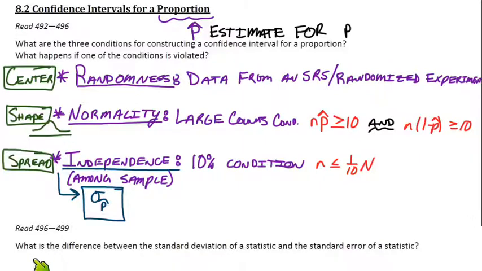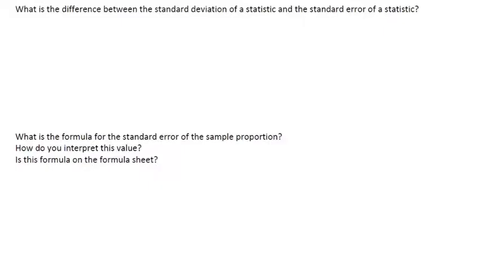And then the next part here, it says, what is the difference between the standard deviation of a statistic and the standard error of a statistic? So let me just scroll down here. Let's start with this. So in chapter 7, we got the standard deviation of p hat. That's the standard deviation of the sampling distribution, right? That was the square root of p times 1 minus p over n. Well, the only issue with that is we don't know what p is in this chapter, right? That's the thing we're trying to estimate.